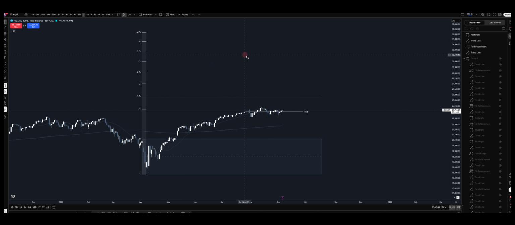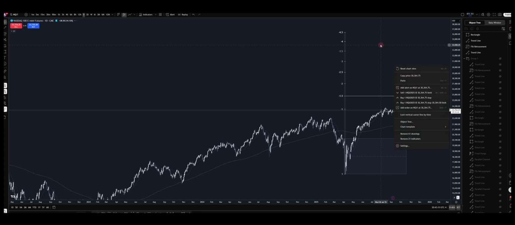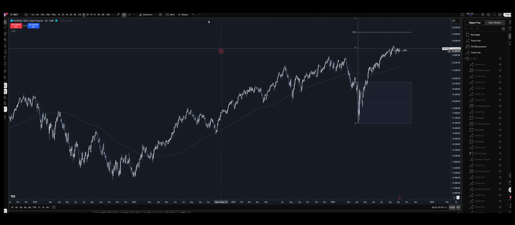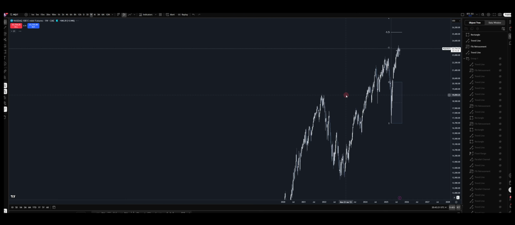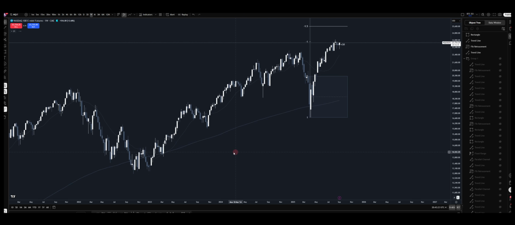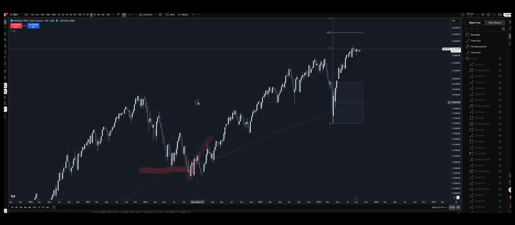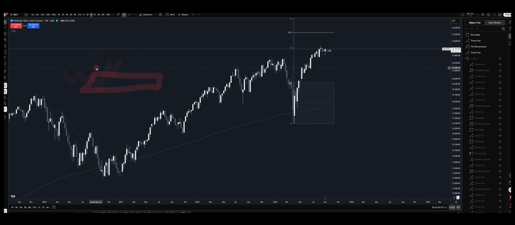How do you go about picking manipulation legs on the higher time frame? So if we work our way back, should we start on the weekly? So we're looking for those main sort of V moves, right? We come down, the best ones are where you get equal lows, and then a nice sweep, and then we can draw out that zone.